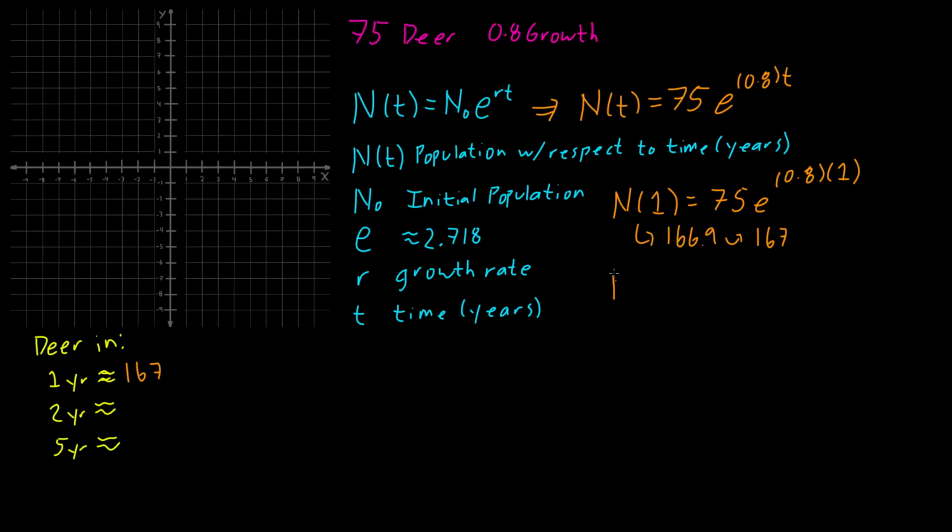Now let's try the same thing for 2 years. N of 2 is 75 times e to the 0.8 multiplied by 2. I'm not going to bother to write out the third one here. Hopefully you are getting the picture by now. Let's evaluate that. Holy cow, those deer got pretty busy, and there's already 371 of them. That is a lot of eaten grass. So we've got 371 by this time. And I will have you go ahead and calculate the 5-year.